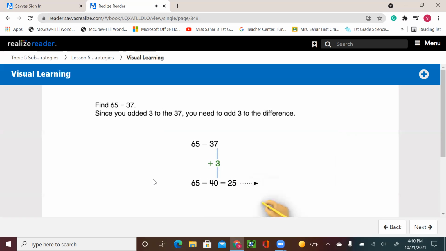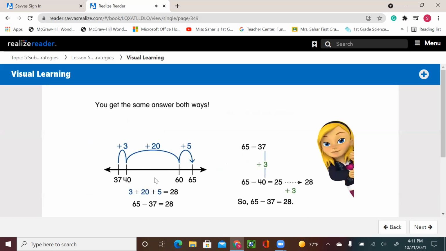Since you added 3 to the 37, you need to add 3 to the difference. 25 plus 3 equals 28. So 65 minus 37 equals 28. You get the same answer both ways.